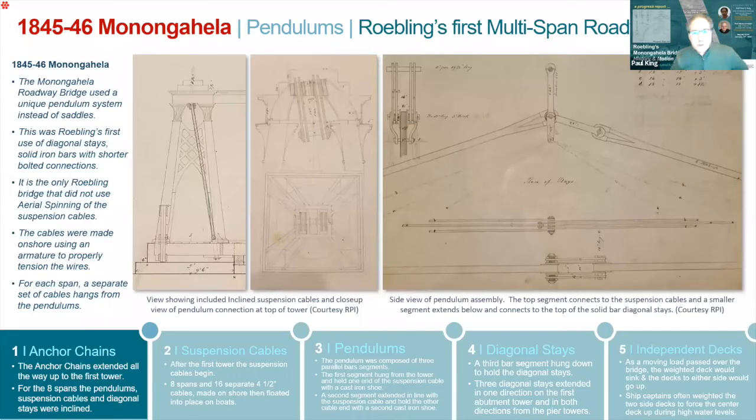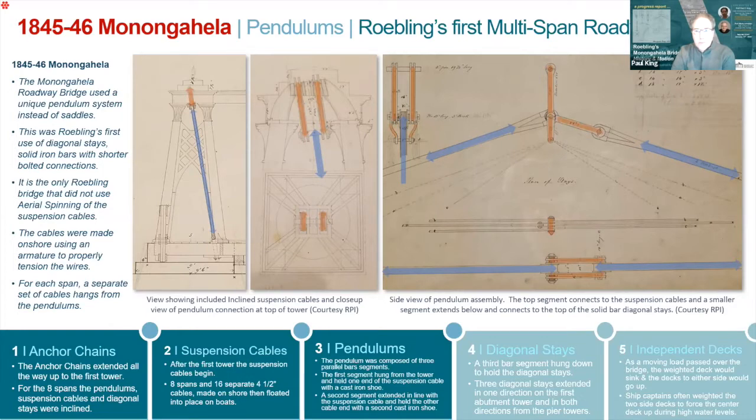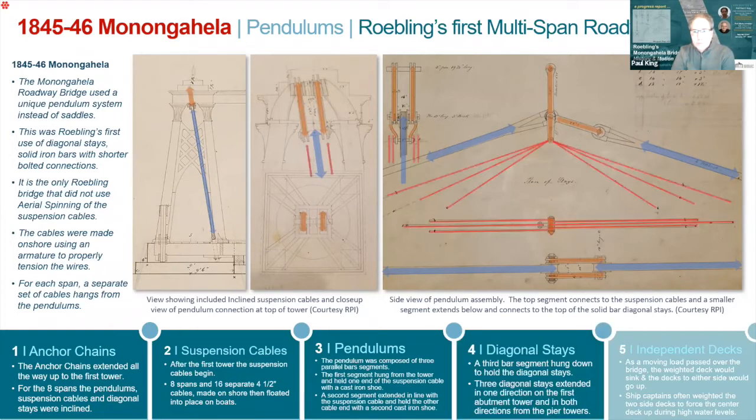So these are the drawings. These are Roebling's original drawings. And on the left-hand side, as I said, you have the anchor chains that extend up. And then this is the position of the suspension cables. And in orange, you can see the pendulums in all the different views. And then the stays. The stays, again, are acting independent of the suspenders and independent of that suspension cable.